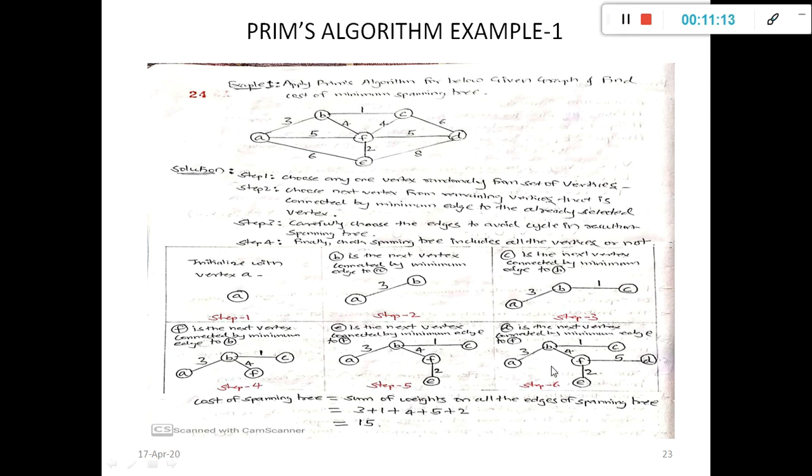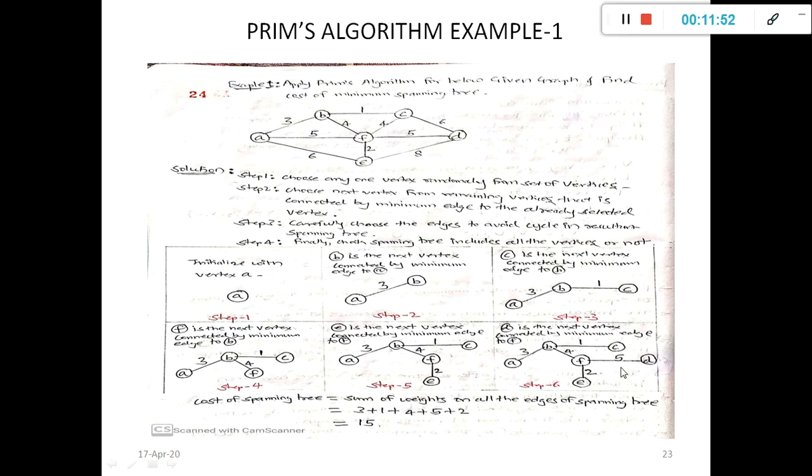Finally, the only vertex remaining is D. Check whether it is directly connected to the subtree with minimum distance. D is connected to C with distance 6, D is connected to F with distance 5, and D is connected to E with distance 8. Among 5, 6 and 8, 5 is the minimum distance. That's why we connect D to F with distance 5, and you will get another subtree. This is the final subtree, called a spanning tree, with no cycle.